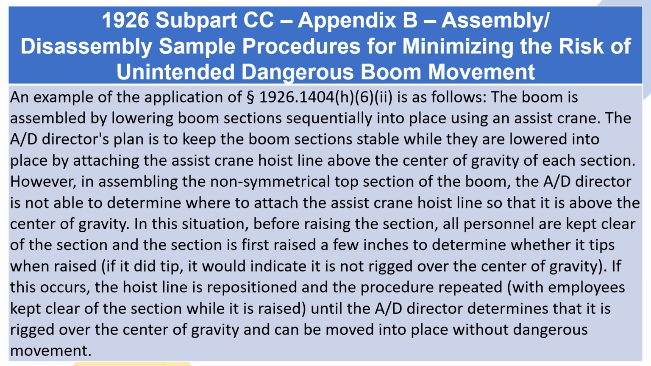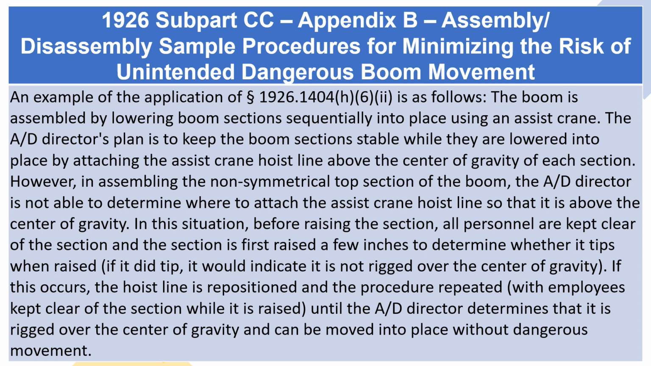The boom is assembled by lowering boom sections sequentially into place using an assist crane. The A/D director's plan is to keep the boom section stable while they are lowered into place by attaching the assist crane hoist line above the center of gravity of each section. However, in assembling the non-symmetrical top section of the boom, the A/D director is not able to determine where to attach the assist crane hoist line so that it is above the center of gravity.